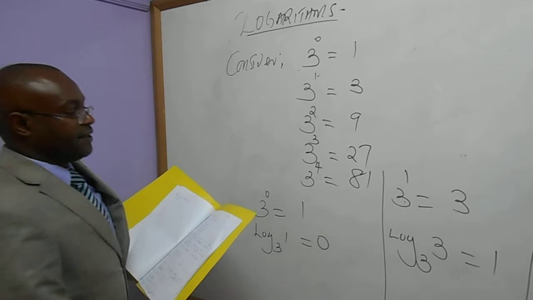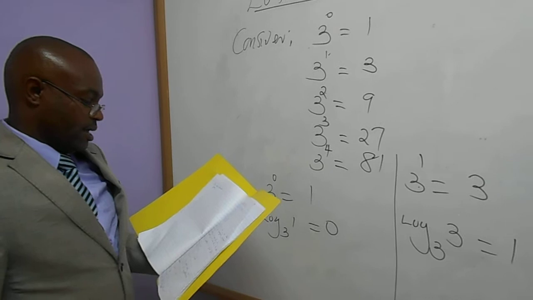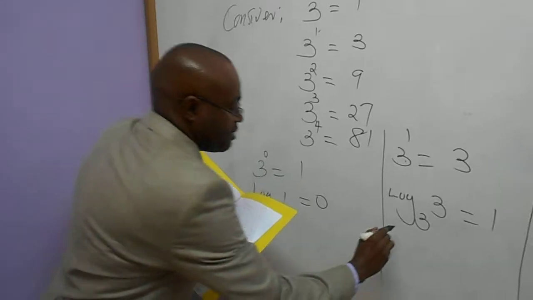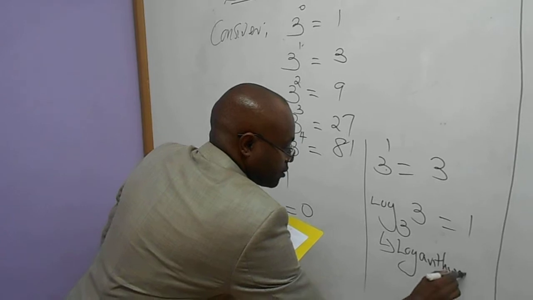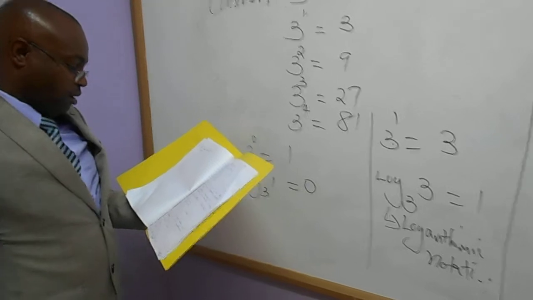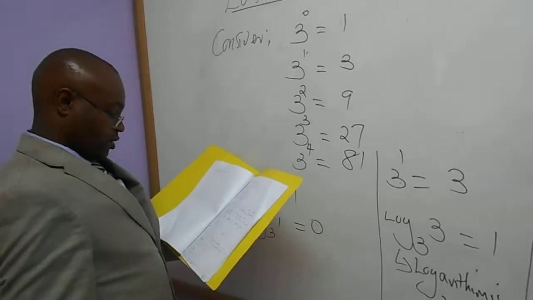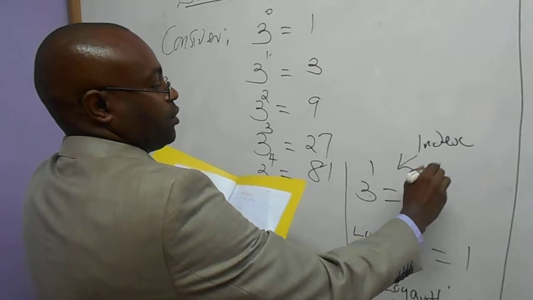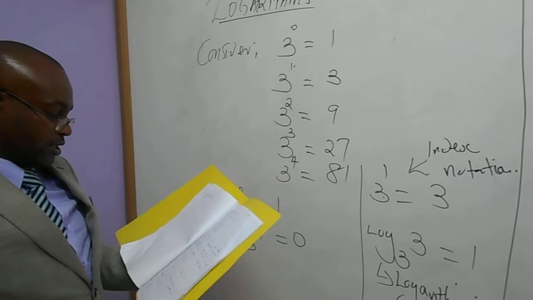Now, when we write in this format, log 3 to base 3 is equal to 1, we refer to that as the logarithmic notation. And when you write in the form 3 raised to 1 is equal to 3, we refer to this one as the index notation.